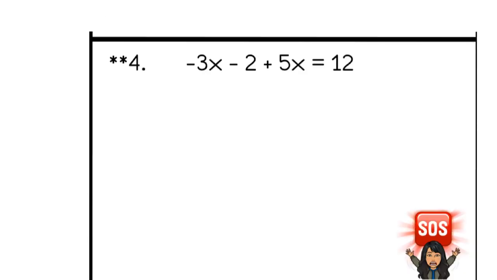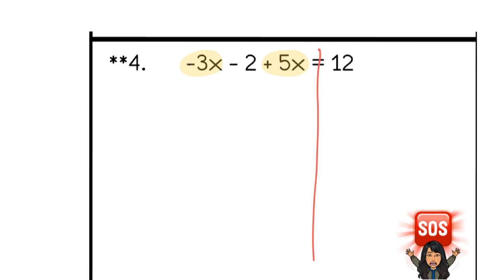All right, friends, if you've made it here, you've made it to the last question, and this is round 4. Okay, so this one is mildly more complicated. It's mildly more complicated because you need to combine like terms. A like term is a term that either has the exact same variables, x and x, or are constants.